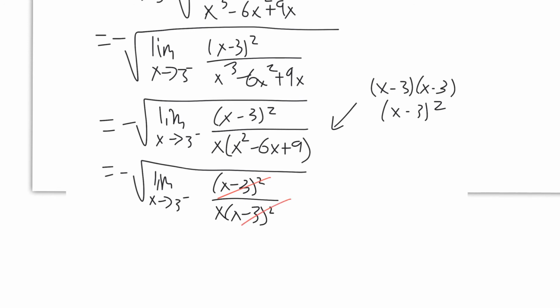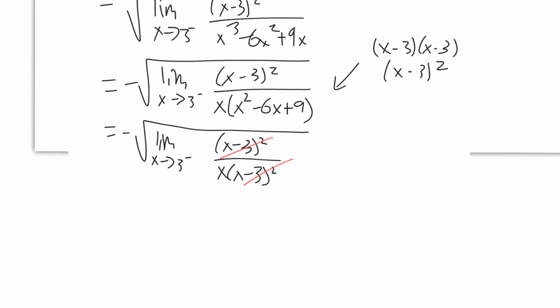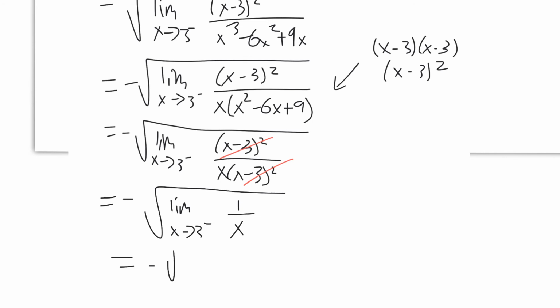0 over 0 means we need to do more work, and in this case, the work we had to do was to get this root out of the way of the limit so we could do our cancellation. Well, now we're pretty much home free. We have just negative square root, limit as x approaches 3 from the left, of 1 over x. We can go ahead and plug that in, and that's going to give us 1 over 3. So we have negative the root of 1 over 3. Usually we like to distribute that root again, so we have negative root 1 over root 3, which we could write as negative 1 over root 3.